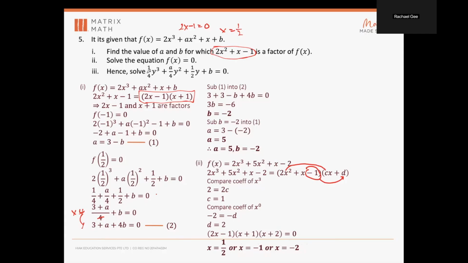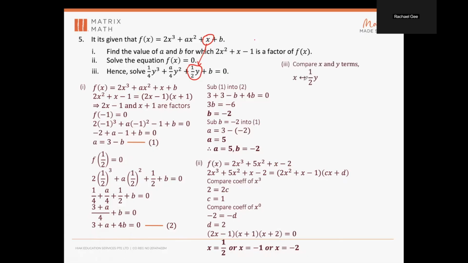For part 3, hence solve this equals to 0. Whenever you have a change in your function, I'll always take a look at the x term, with this term here, so that I know what I need to change into. So x will change into half y. To test out the theory, we will change into f(half y). Once you sub in half y into your x, this will be half y cubed, which will become 1 over 8y cubed. Then 1 over 8 times 2 will give you 1 over 4. This is 5 times 1 over 2 squared, so 1 over 2 squared will become 1 over 4. So it will become 5 over 4, then y squared. Then x will become just half y, then -2.